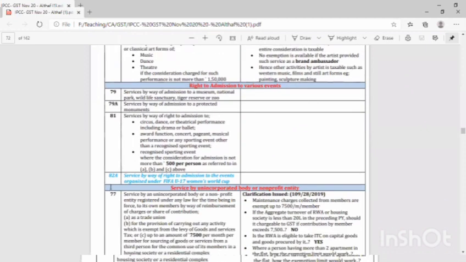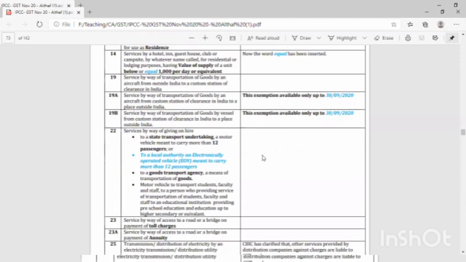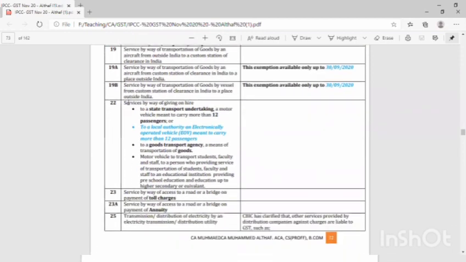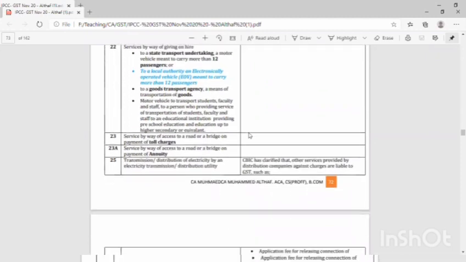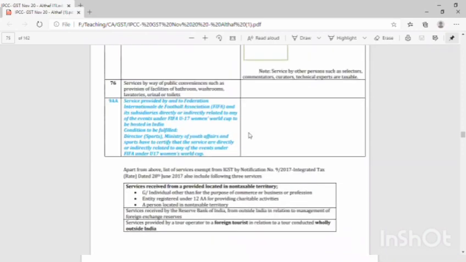Okay, FIFA Under-17: they inserted tickets to the FIFA Under-17 Women's World Cup as exempted, but we have to look forward to whether that will happen or not, because of COVID. Here also they gave a new amendment: service by way of giving on hire to a local authority an electric vehicle to carry more than 12 passengers. That rent is also fully exempted. That is another amendment.